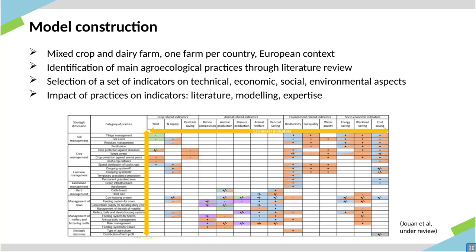We identified the main agroecological practices through a literature review for this kind of farming system. And then we selected a set of various indicators related to technical, economic, social and environmental aspects. And then we had to link the practices with the indicators. So we tried to assess the impact of practices on the indicators, mostly through a literature review, but also through the use of different models, and also based on expertise. And this big matrix will be presented in a scientific paper that is currently under review in Agricultural Systems.